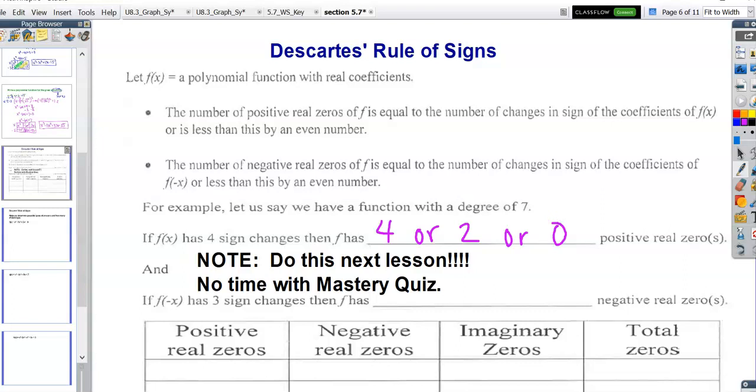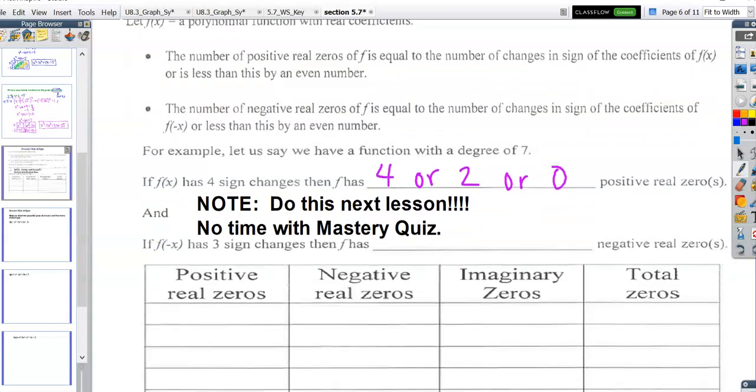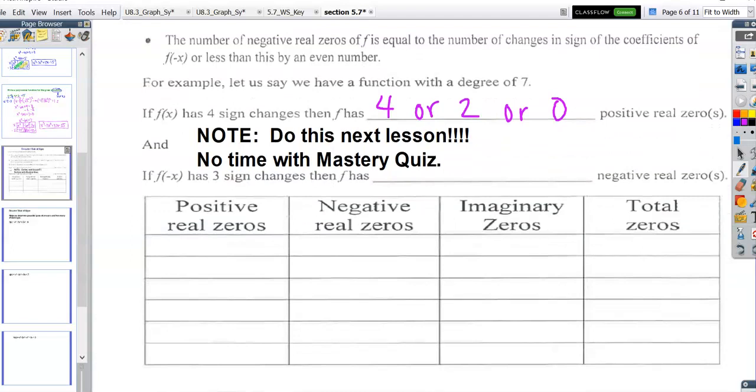And if we have f of negative x, and it has 3 sign changes, we could have 3 negative real zeros, or, because again we're counting down by twos, we could have 1 negative zero. If we subtracted 2 again, we would be at negative 1, so we would have to stop. We can't go any further. It would either have to be 3 or 1 negative real zeros.